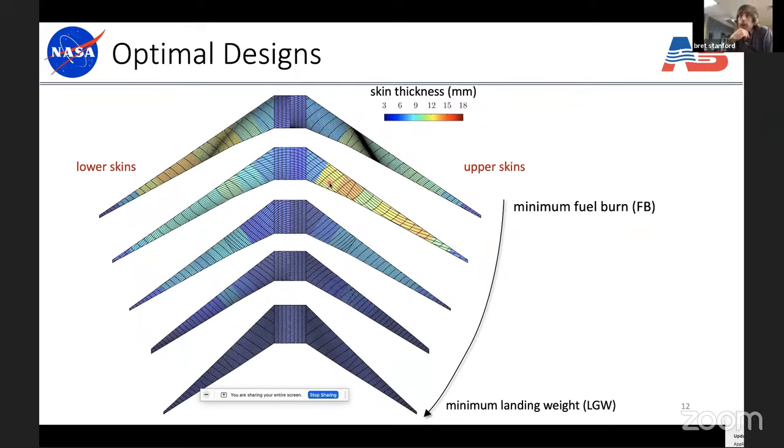So typically you'll have a 2.5 G pull up maneuver, right? And you'll have a pushover maneuver, and that has different requirements for the upper and lower skins. So you would expect them to be different.